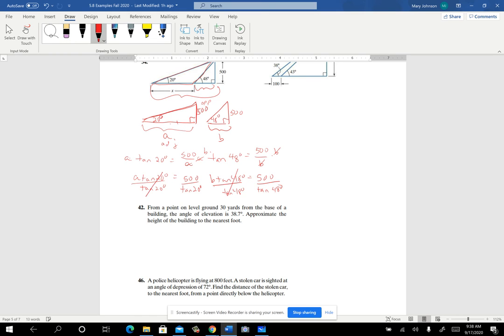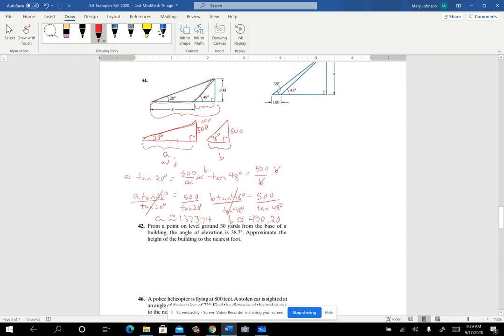Okay. And then go ahead and type in 500 divided by tangent of 20 degrees. And I wind up getting 1,373.74 for A. And for B, I can just go up and modify what I already have typed in and put in tan of 48 there. And I wind up getting about 450.20. Okay. All right.